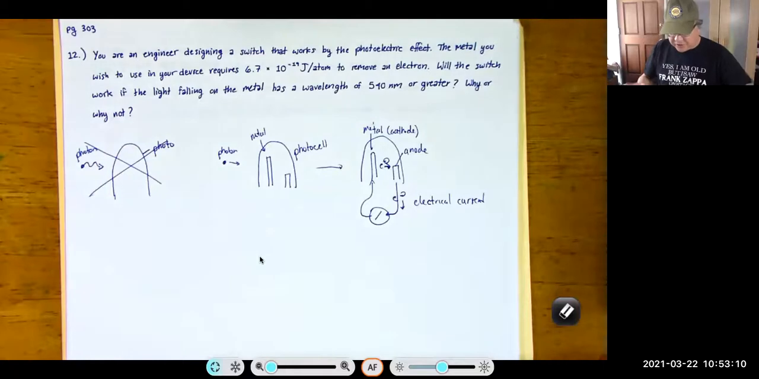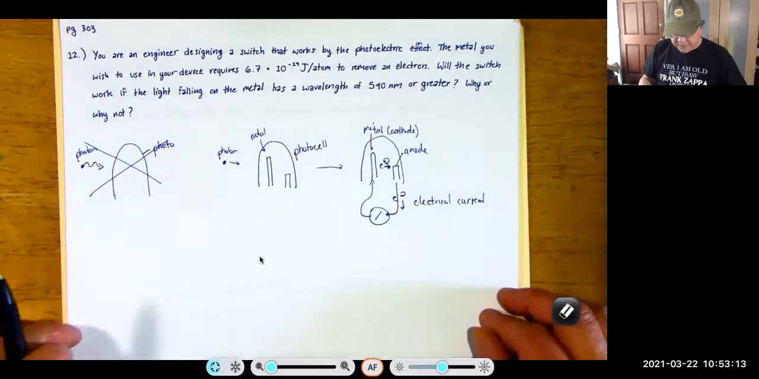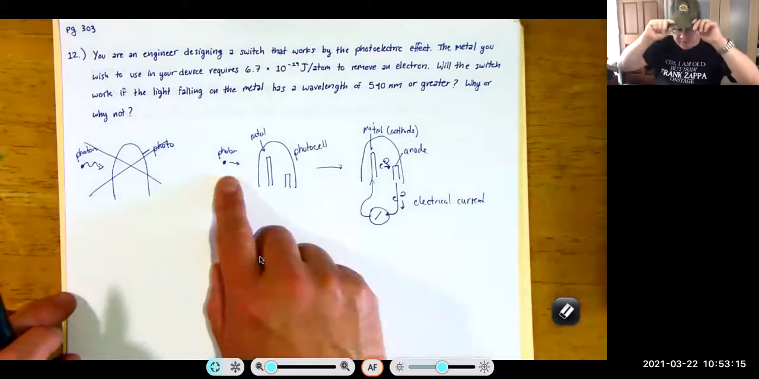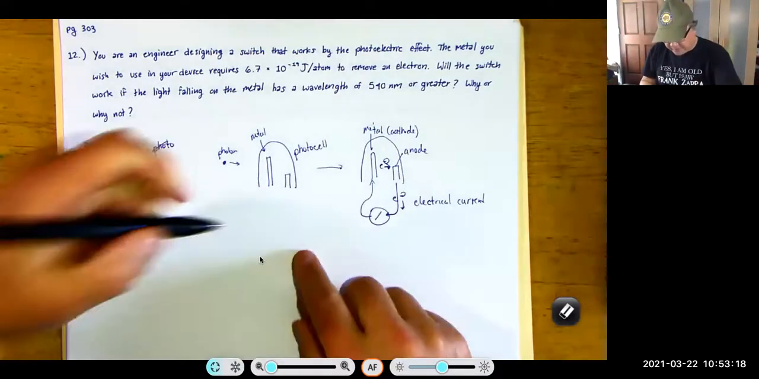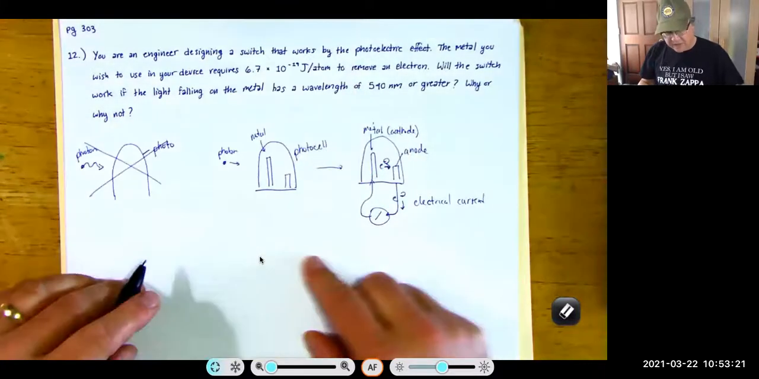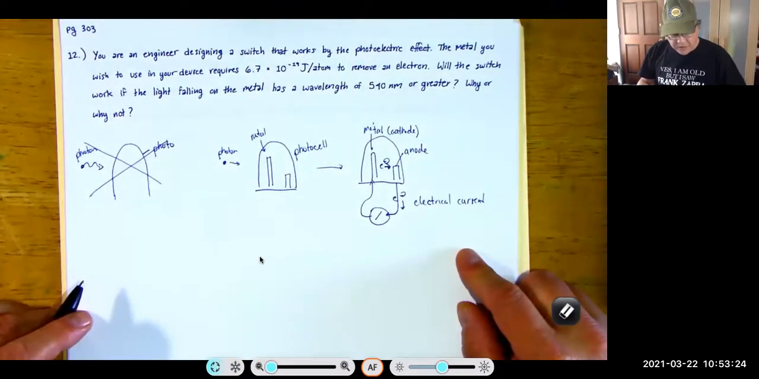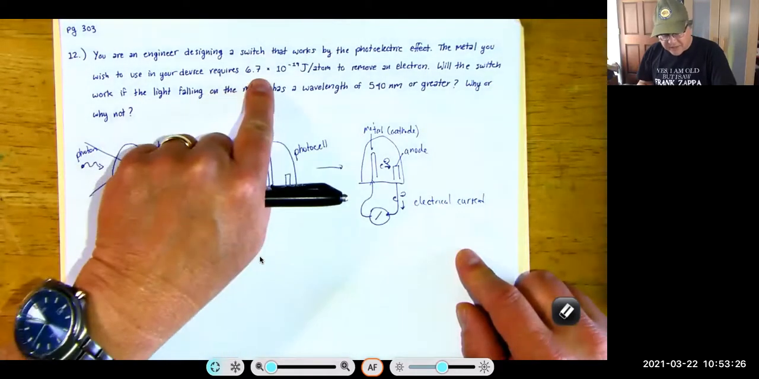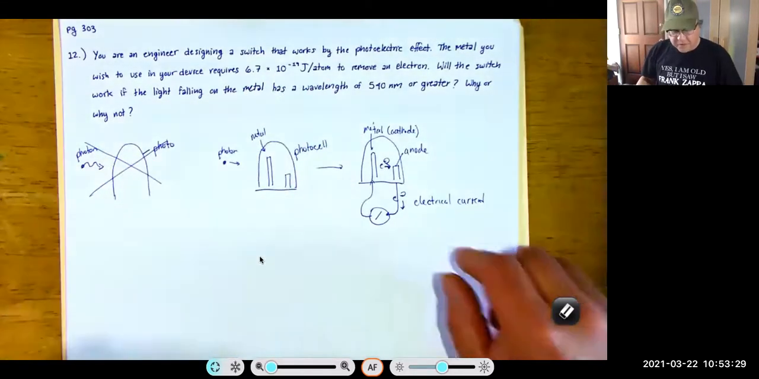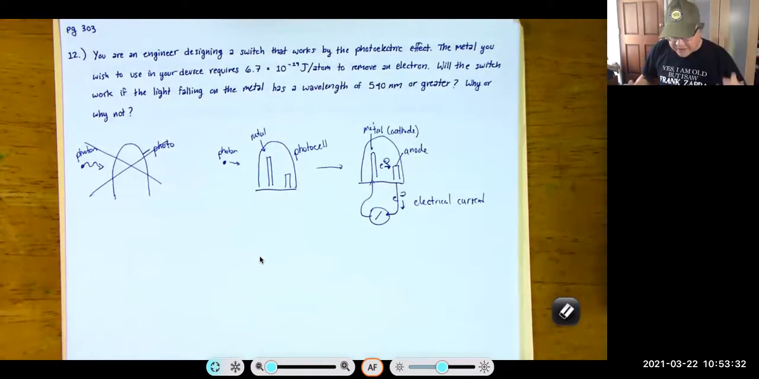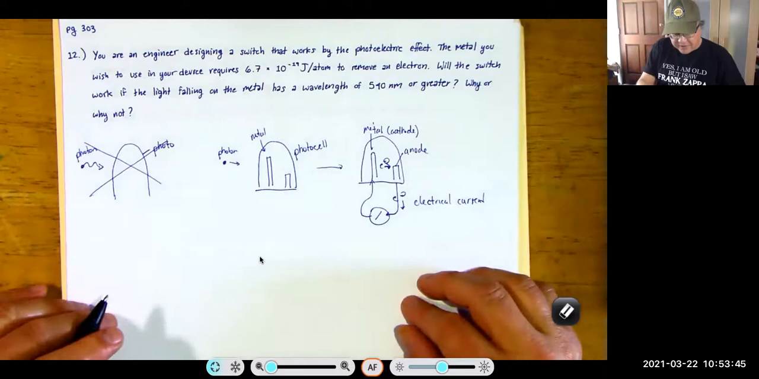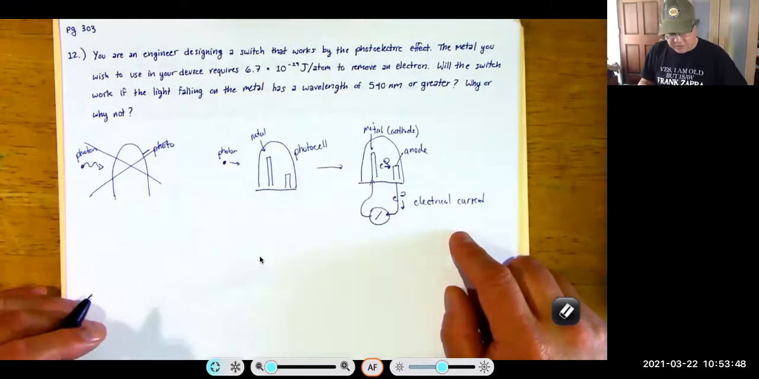Okay, so this is a switch that works by the photoelectric effect, and it will work as long as photons of a particular wavelength of light are hitting your photocell. Okay, so you can create an electrical current. So it requires 6.7 times 10 to the minus 19 joules per atom. So what is this joules per atom? That's telling you how much energy your photon must have, because one photon can knock off one electron. That's kind of the rule of thumb. One photon, one electron. That's it. Okay, so we can think of this as being joules per one photon.